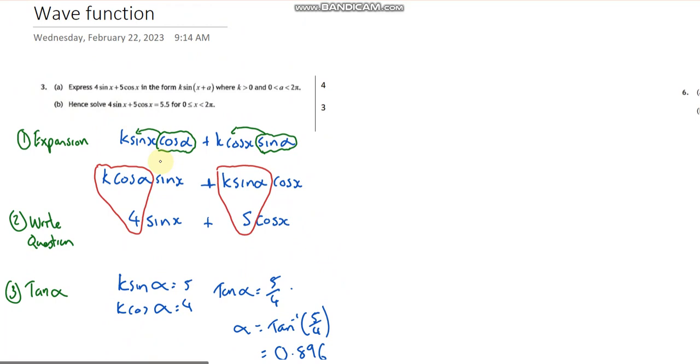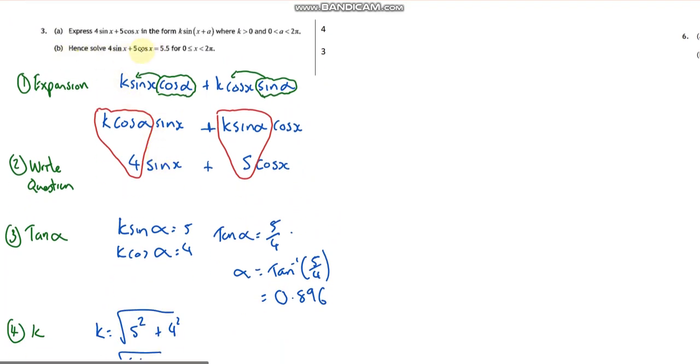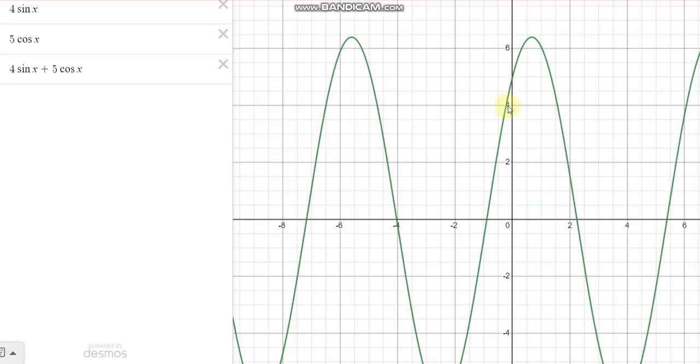And now it wants us to solve that. It wants to say, okay, well, hence solve this equation here. Well, we know we can rewrite this as k sine alpha. So we're basically saying, when does this graph equal 5.5? And I'll go back to Desmos. That is saying, when is this graph equal to 5? There's 5 there. When does this graph equal 5.5? There's 5.5 up here. Yeah. When do we reach that? What are those two values there? That's all that's saying. If we draw a line of 5.5, y equals 5.5, where does our graph touch that?